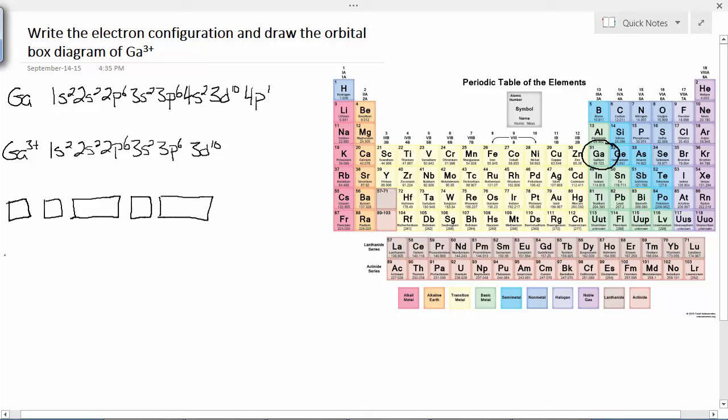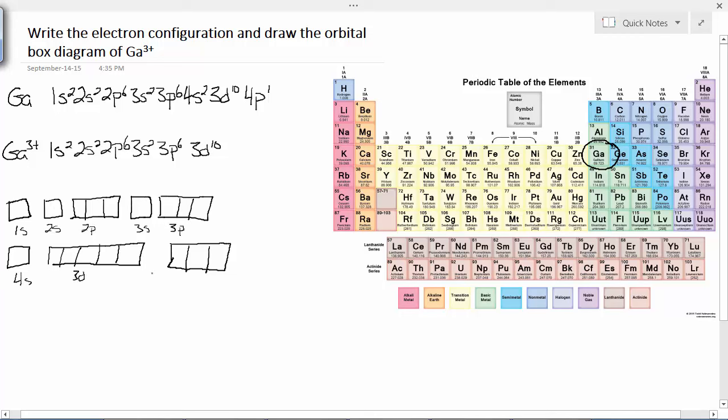Okay, I'm going to represent all of the orbitals that I've got in my diagram here, or in my electron configuration rather. So I'm going to represent everything that was on the screen in the first electron configuration. So this will be for gallium. So this is 1s, 2s, 2p, 3s, 3p, 4s, 3d, and 4p.